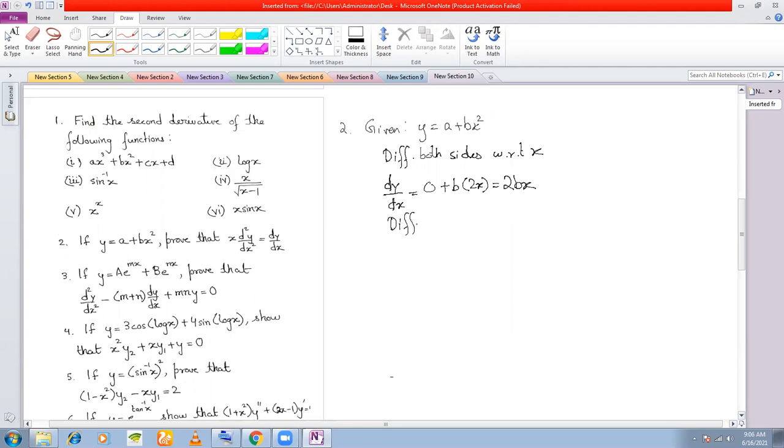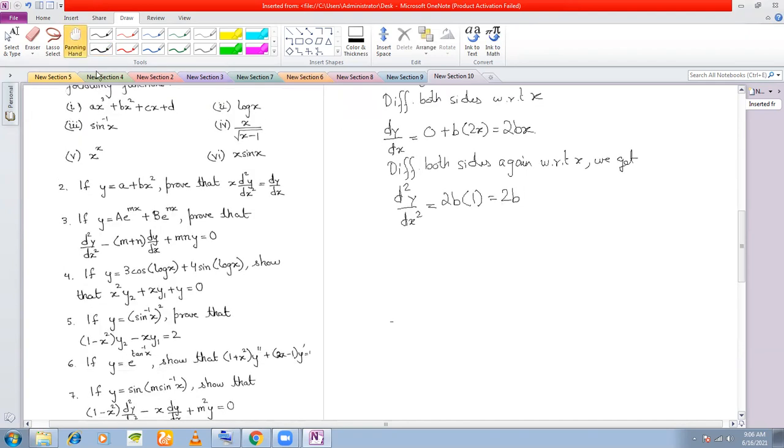Differentiating both sides again with respect to x, we get d2y dx2 is equal to 2b into ddx of x is 1. So this is 2b. We need to show x d2y dx2 is equal to dy dx.